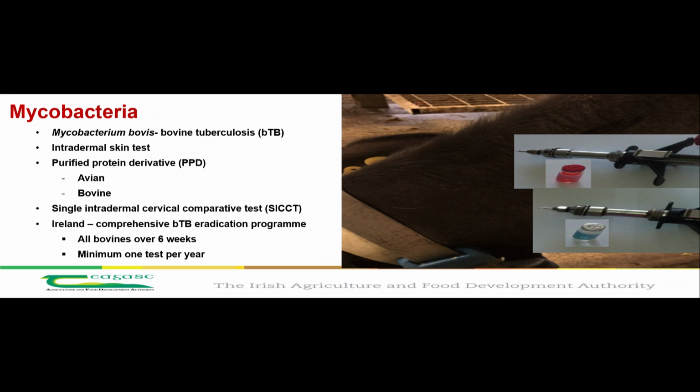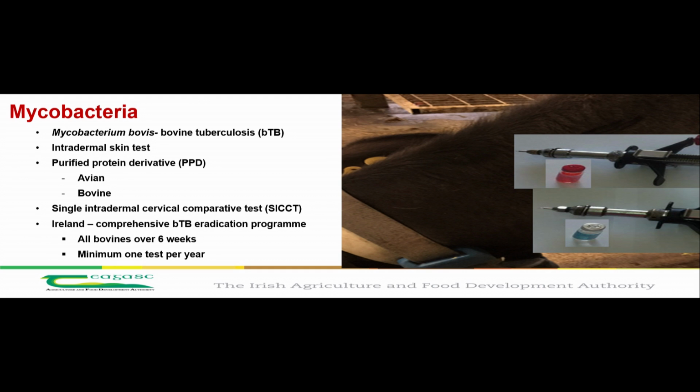As we're all aware, mycobacteria are a major cause of infectious diseases worldwide. Of interest is Mycobacterium bovis, the causative agent of bovine TB. A commonly used method to identify animals infected with M. bovis is the intradermal skin test, and this involves the administration of purified protein derivative, or PPD. And depending on what region you reside in, this might involve the administration of bovine PPD on its own, or in other countries it's combined with avian PPD, and this is known as the Single Intradermal Cervical Comparative Test, or SICCT, which we'll refer to as the TB test or skin test from now on.